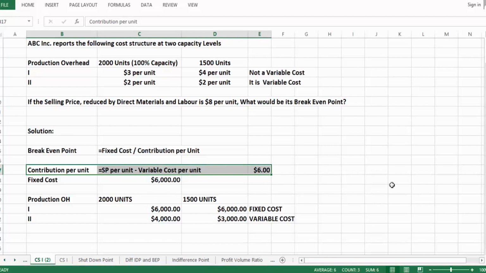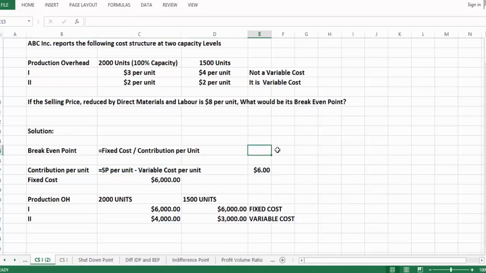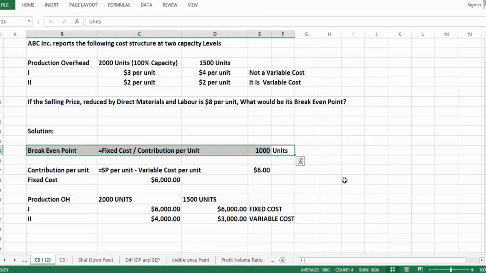So finding break-even point shouldn't be a problem now, because break-even point is nothing but fixed cost, which is $6,000, divided by contribution per unit, which is $6 per unit, and here you get break-even point as 1000 units. That is, if the company manufactures 1000 units, it will not make profit. At the same time, it will not suffer loss also. So the break-even point here is 1000 units.